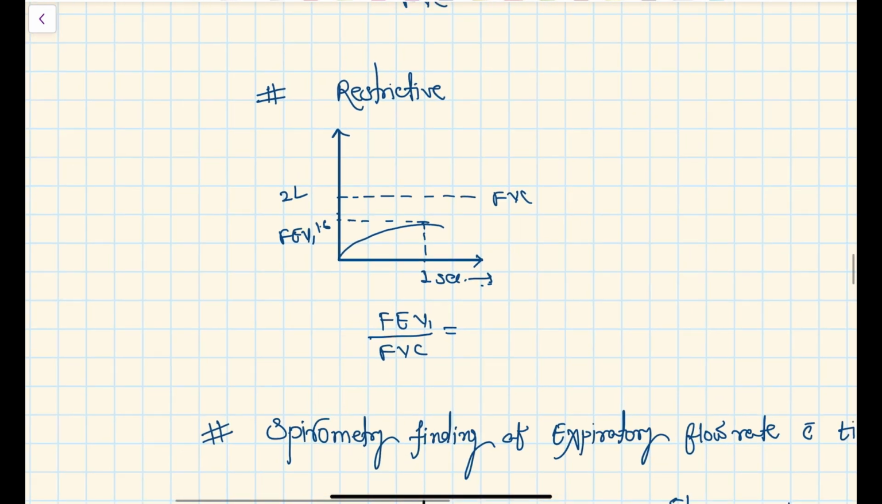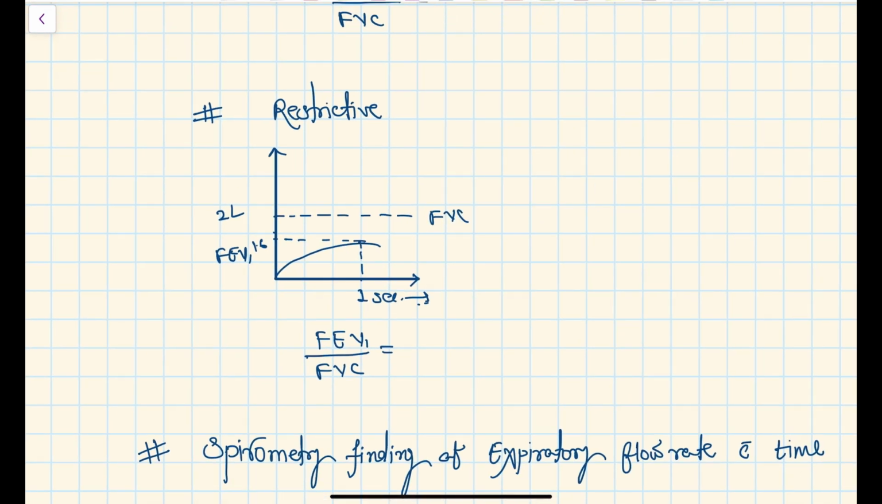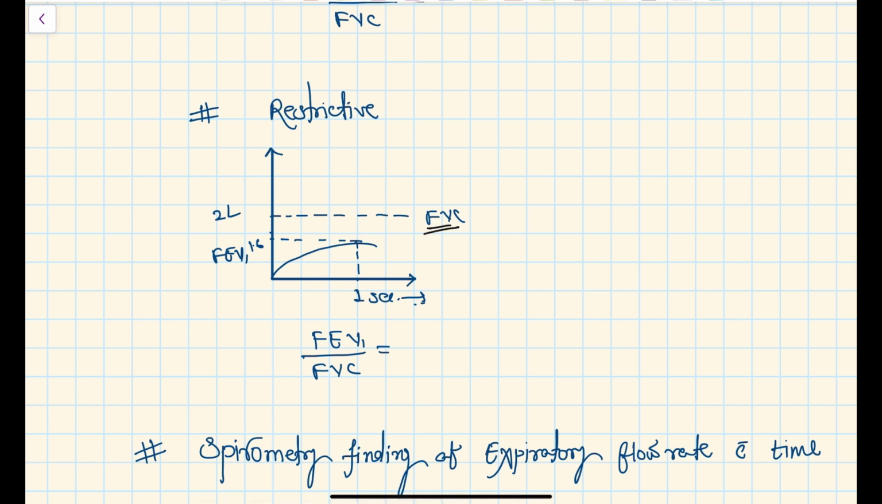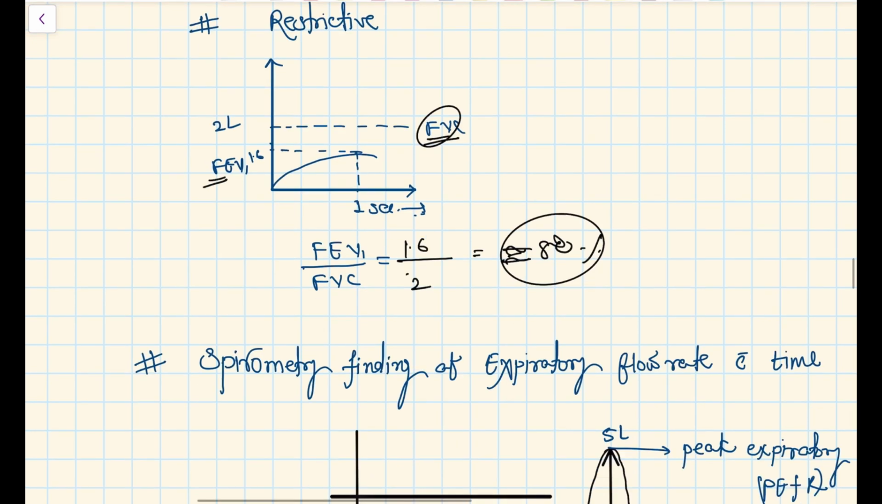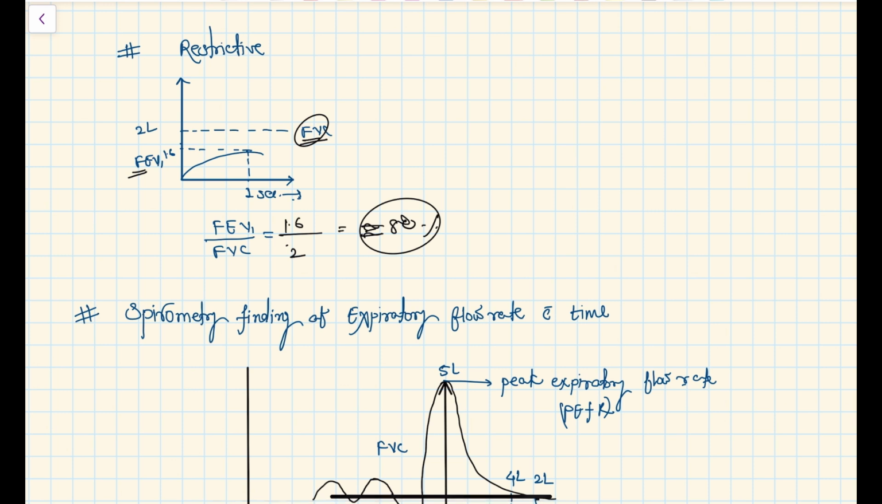Now coming to restrictive. In restrictive, there is short lung, there is decrease in vital capacity, both forced vital capacity and FEV1 decrease. So the ratio is not changed much. So see here, FVC is 2 liter, okay, and FEV1 is 1.6. It is approximately equal to 80%. So the ratio is not changed. In restrictive lung disease, the ratio is not changed much because there is decrease on both sides. FVC is decreased and FEV1 is also decreased. So the ratio is not changed much.